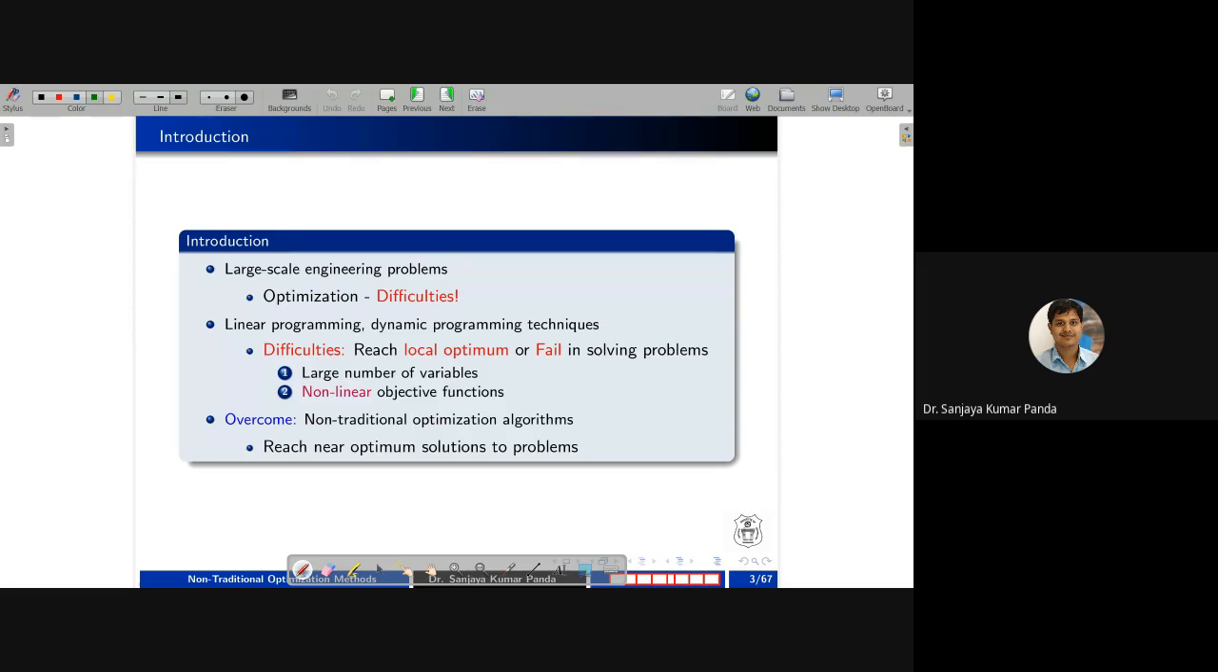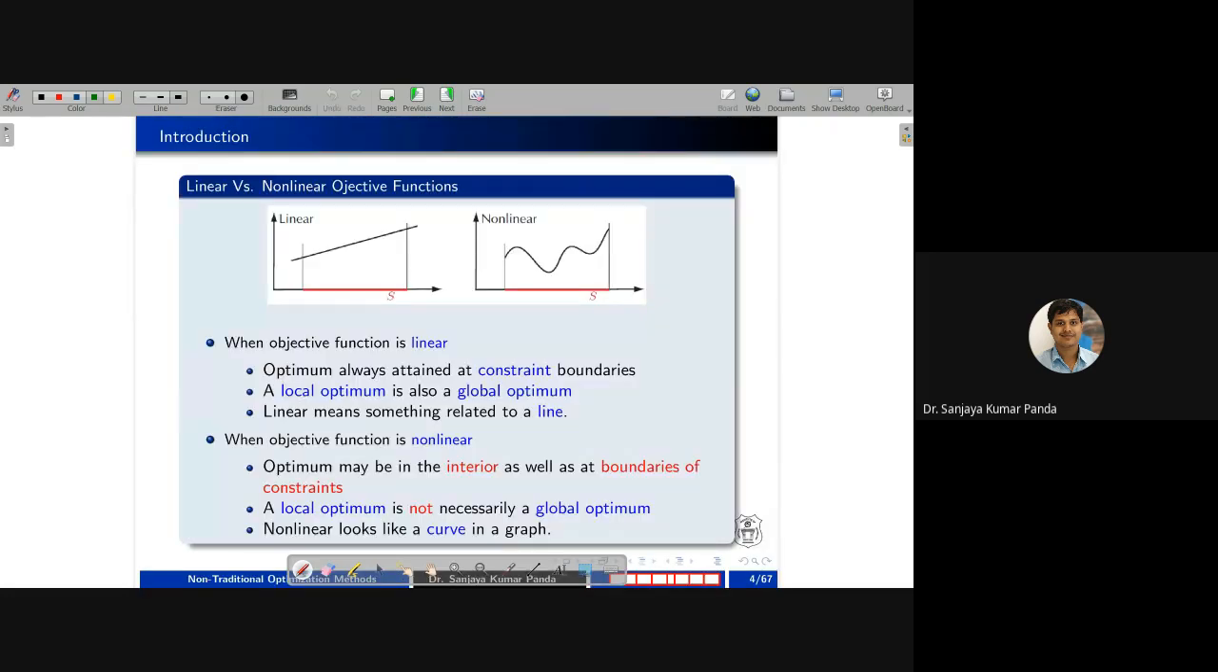So let us understand the difference between a linear objective function and a non-linear objective function. Here you can see the picture showing the difference between linear and non-linear. Linear is more or less related to lines, right? If I draw a line, then you can say when the x value is increasing, the y value is increasing. Or if the x value is 1, then the y value is 2, right? So it is related to a line, and you can find a relationship between the x coordinate and y coordinate. Such objective functions are linear, and there the optimum is always attained at constraint boundaries. Another advantage is that the local optimum solution is equal to the global optimum solution in the case of linear objective functions.